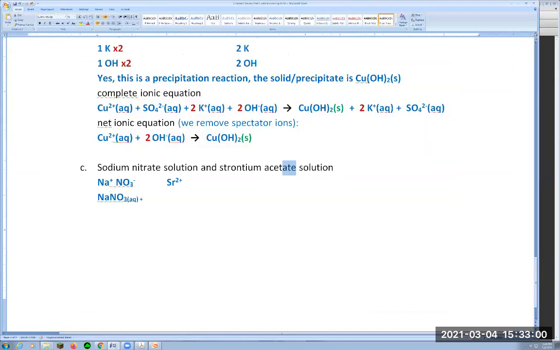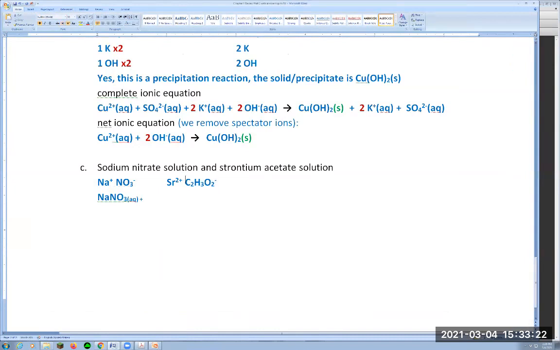So C2H3O2 and 1 negative charge. So all of this is not a superscript. So the 2 here is a subscript for carbon. You have 2 carbon, 3 hydrogens, 2 oxygens, and 1 negative charge only.